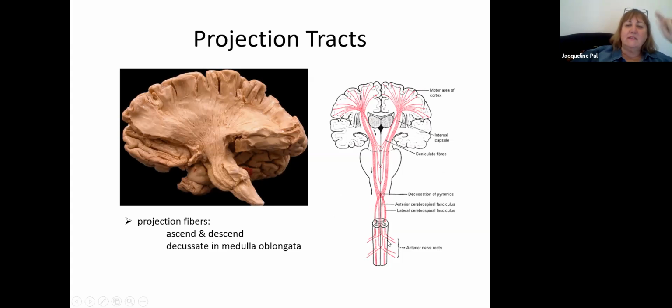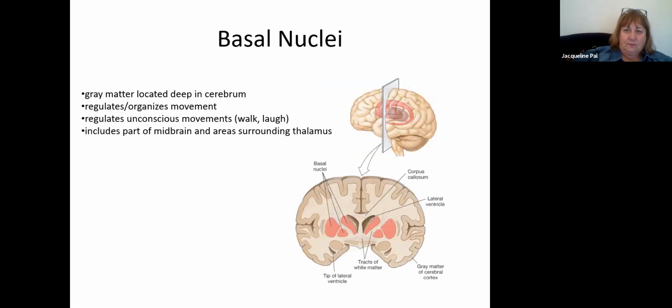Similarly, if they are ascending, that means they are sensory fibers. And so if they're ascending on the right side of the spinal cord, when they reach the medulla oblongata, they're going to decussate over to the left. And so then they would go to sensory areas on the left side. And the same thing if they're originating on the left, they would end up on the right. Okay, so hopefully now you understand the 3 different types of tracts. So that's the white matter.